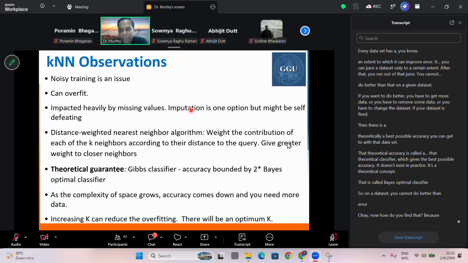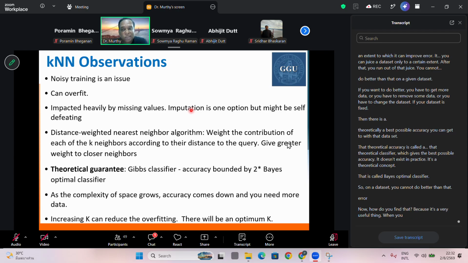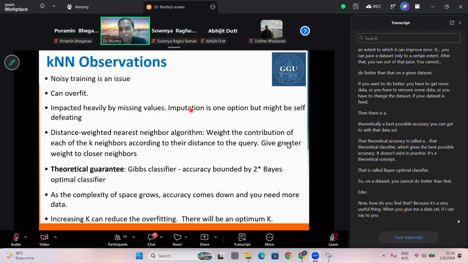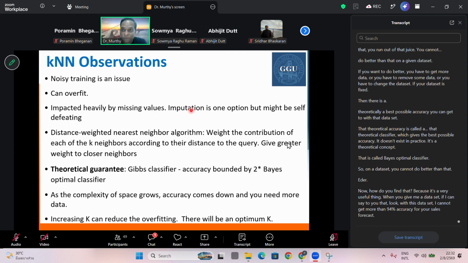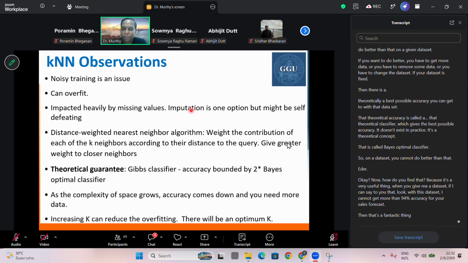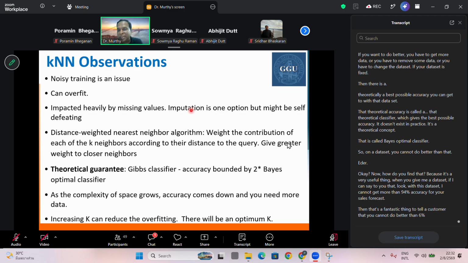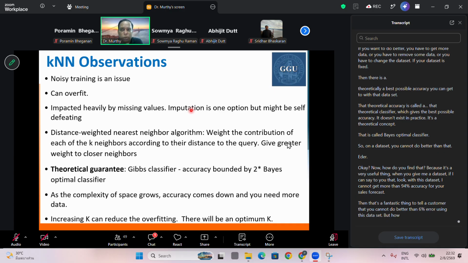Because it's a very useful thing. When you give me a data set, if I can say to you that, look, with this data set, I cannot get more than 94% accuracy for your sales forecast, then that's a fantastic thing to tell a customer, that you cannot do better than 6% error using this data set. But how do we know this?